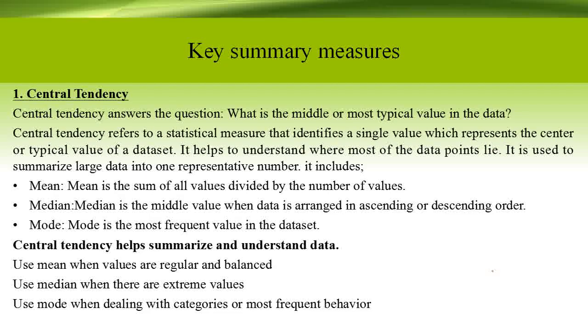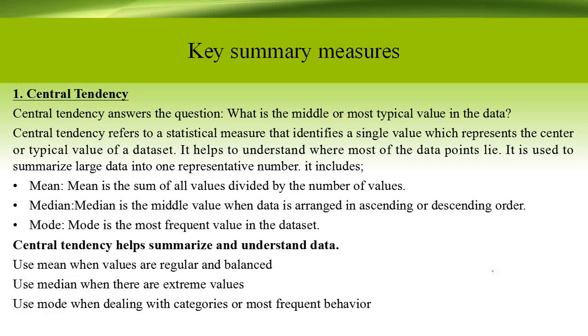Key summary measures. 1. Central tendency. It answers the question, what is the middle or most typical value in the data? Central tendency refers to a statistical measure that identifies a single value which represents the center or typical value of a dataset. It helps to understand where most of the data points lie. It is used to summarize large data into one representative number.